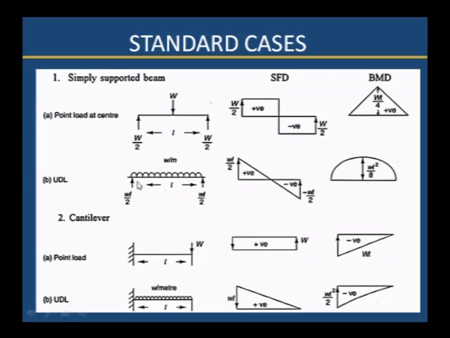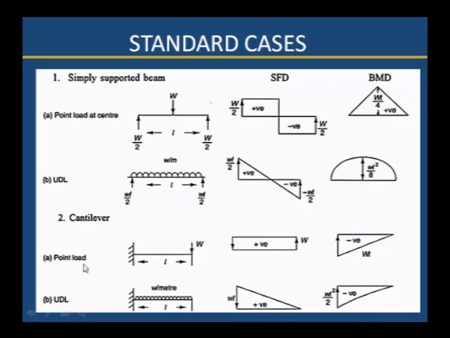simply supported beam carrying a uniformly distributed load over the entire length, WL by 2 is the half of the load, reactions, and then this is the shear force diagram which consists of 2 triangles, and then this bending moment diagram will be WL square by 8 at the center. It is a parabola. Maximum bending moment is WL square by 8.